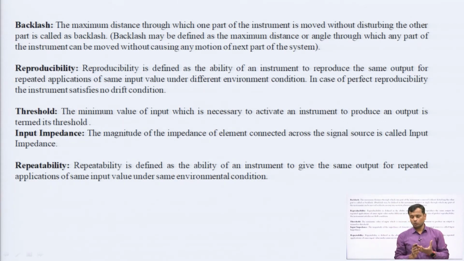Okay. So, this is known as backlash, or it may also be defined as the maximum distance or angle through which any part of the instrument can be moved without causing any motion of the next part of the system. So, this is known as backlash: I can move one part of the instrument without disturbing the other part of the instrument. This is known as backlash.